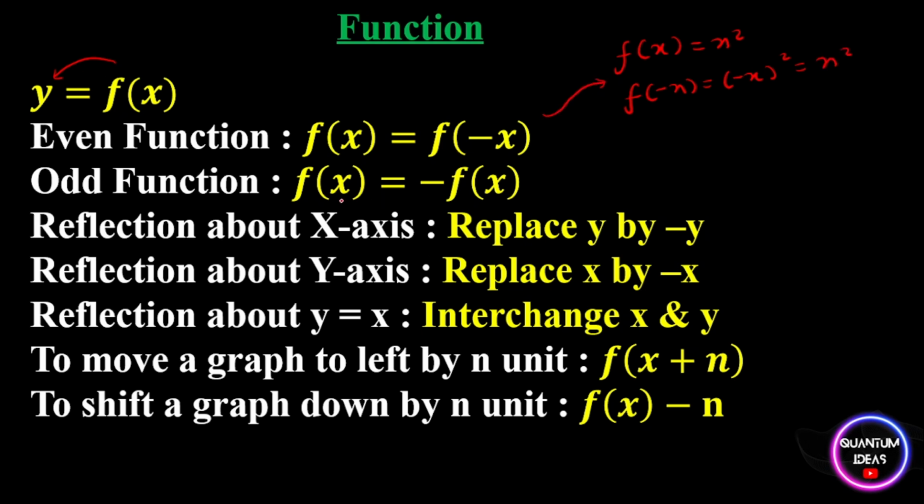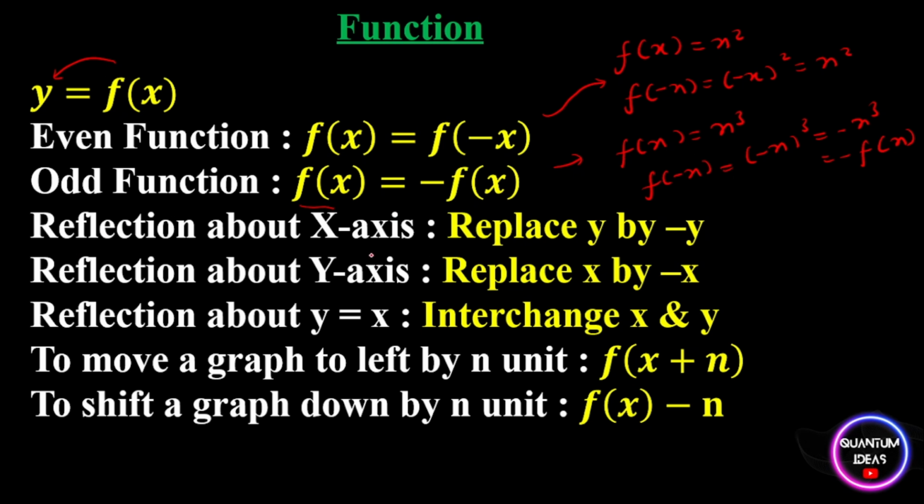And an odd function, if f of minus x equals minus f of x, is like the cubic function, that is f of x equals x cube. If f of minus x equals minus x cube, that is basically minus f of x. So this kind of function is called an odd function.